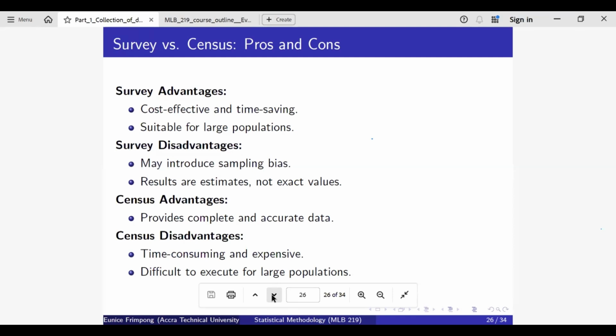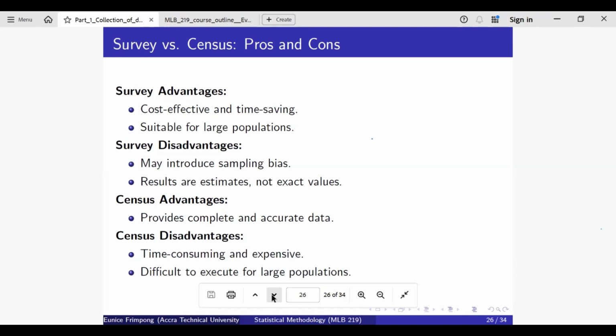There could be sampling bias in the course of collecting the sample. And the results you get are estimates because you are using a portion of the population to get a result. And that result would now be inferred for the entire population. So you will not get exact values. That's also another disadvantage.